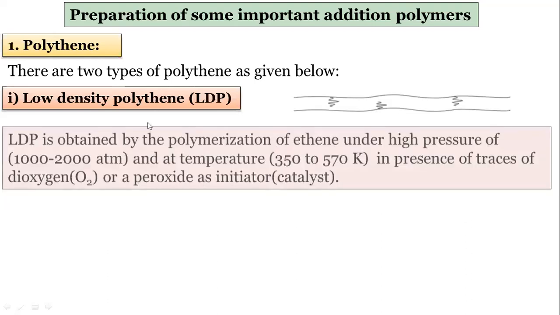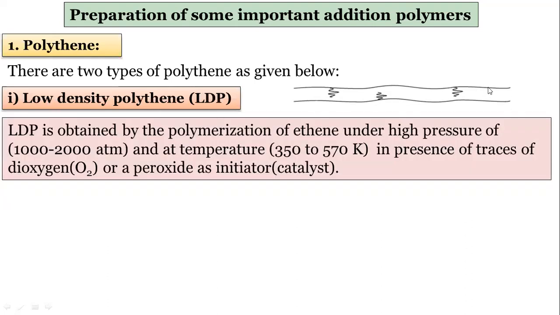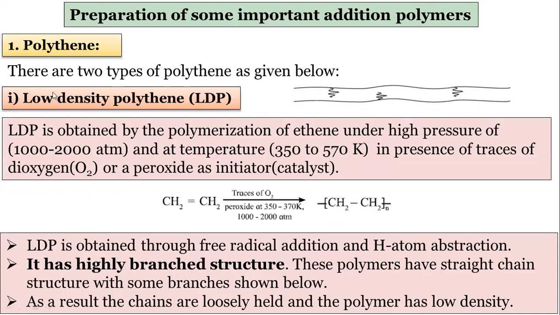What is meant by low density polythene? See this structure. Purposefully I have given this structure because low density polythenes are branched in structure. See, the branching is there, and high density polythene is a linear polymer. So if the question is asked in the board exam, which of the following is a branched polymer and which is a linear polymer, remember, always low density polythene has the branched structure.